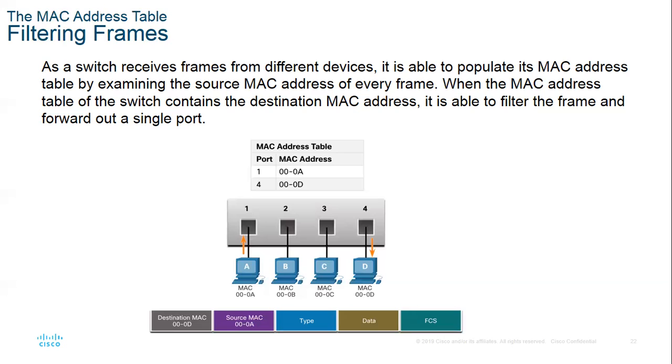To decide to which destination port it should forward the Ethernet frame, it looks at the destination MAC address. The destination MAC address states that it's 000D. It looks up the switching table and finds the entry related to this MAC address, which is connected to physical port number 4. Therefore, it is going to forward the frame from physical port 1 to physical port 4.